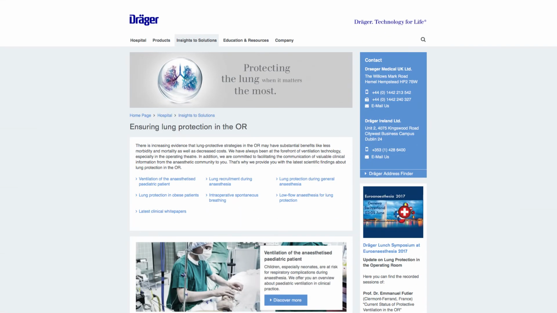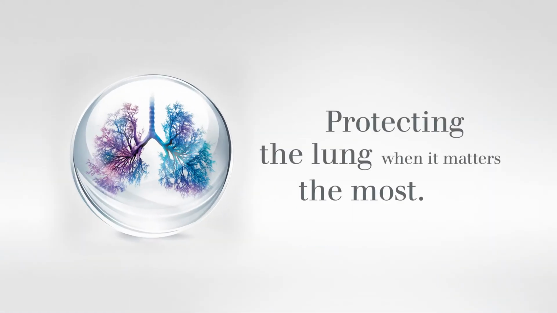It is created for you with valuable information to help you optimize your daily workflow and, more than anything else, to help you protect your patient's lungs when it matters the most.